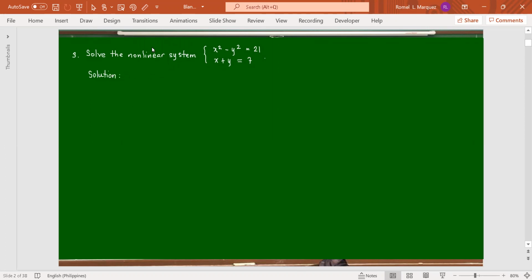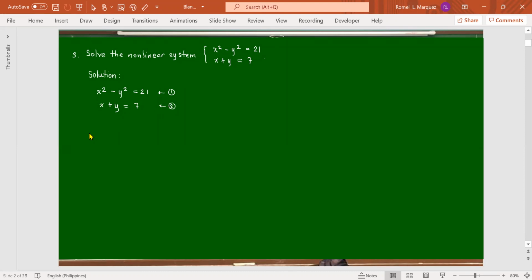To solve for the values of x and y in this nonlinear system, we apply the substitution technique. So let x squared minus y squared equals 21 be our first equation, and x plus y equals 7 our second equation.